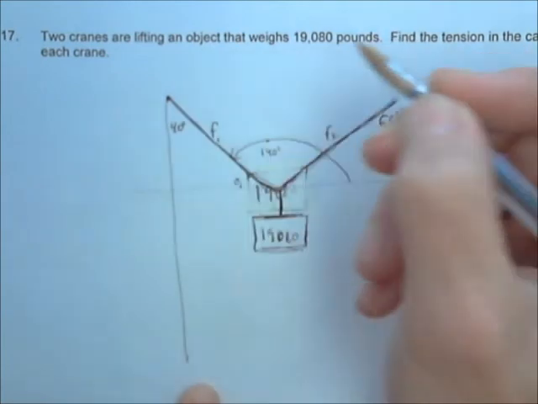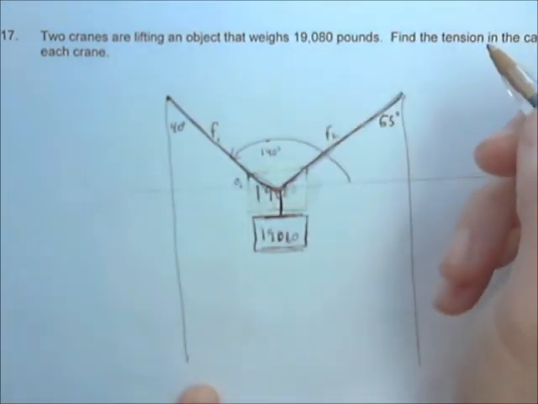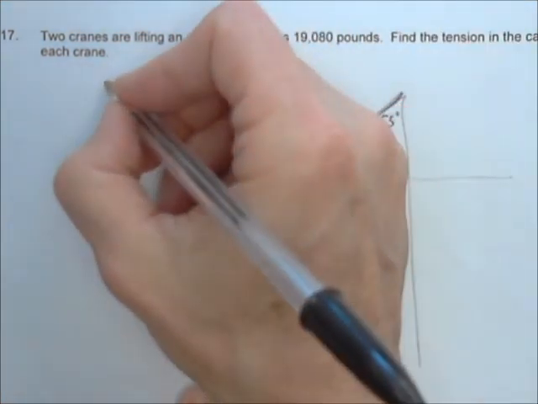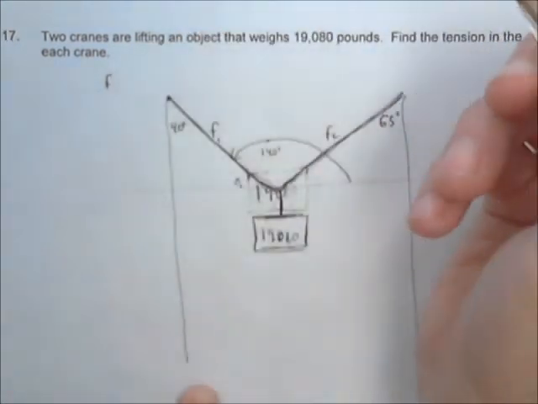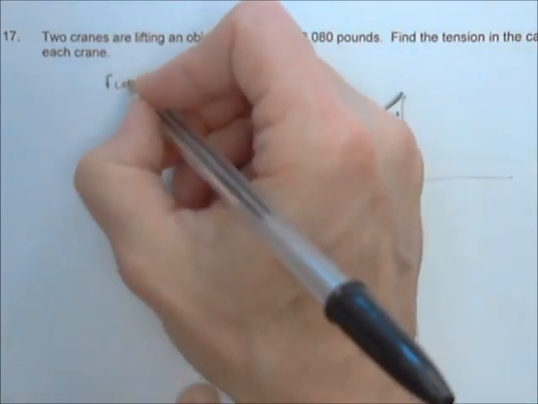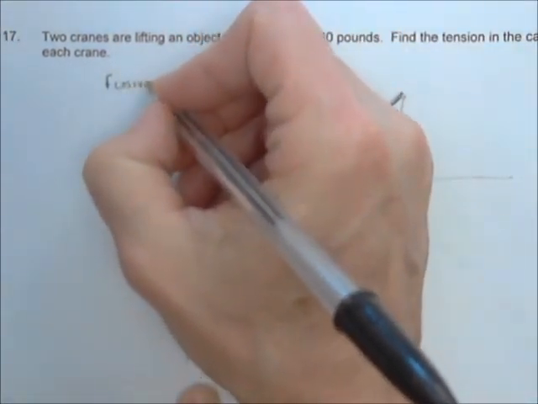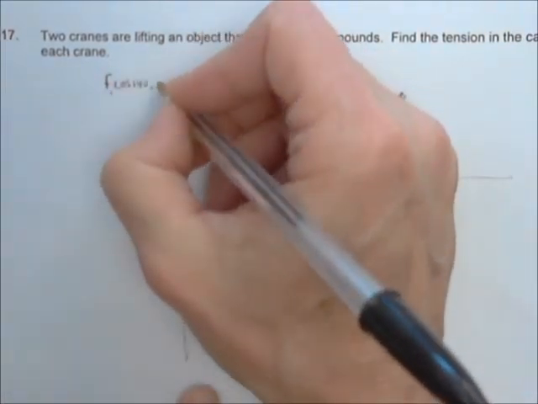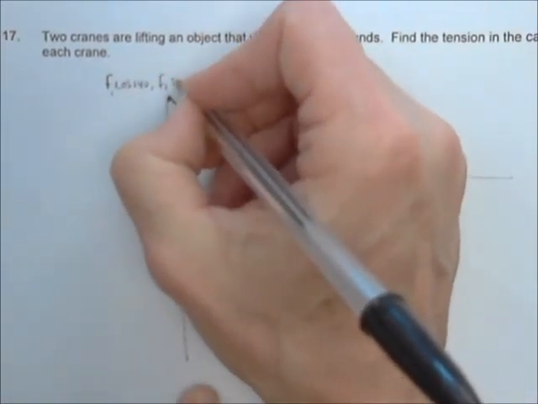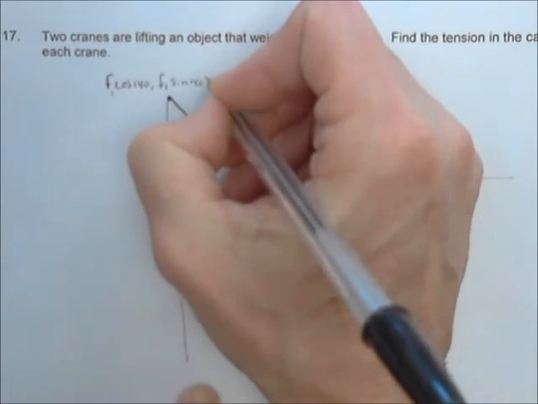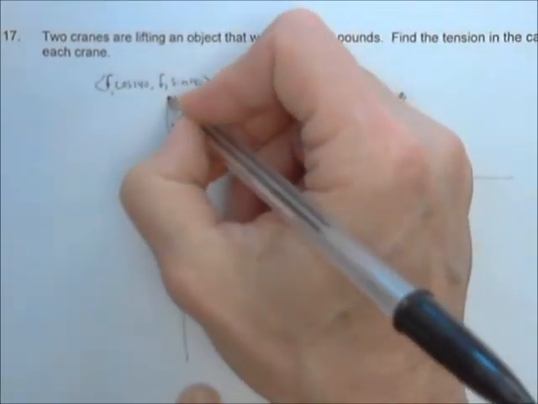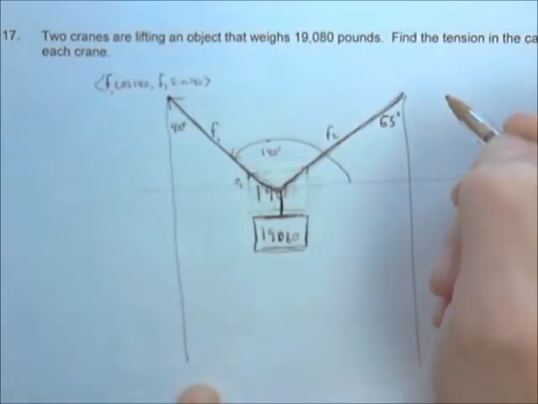And if I wanted to get the component form of this vector, then it would be force 1 times the cosine of 140, force 1 times the sine of 140. So there's your first vector in quadrant 2.